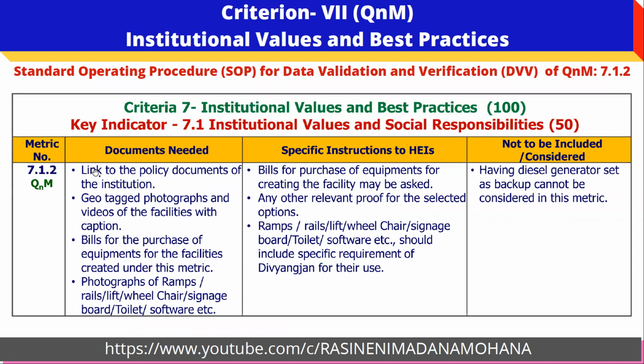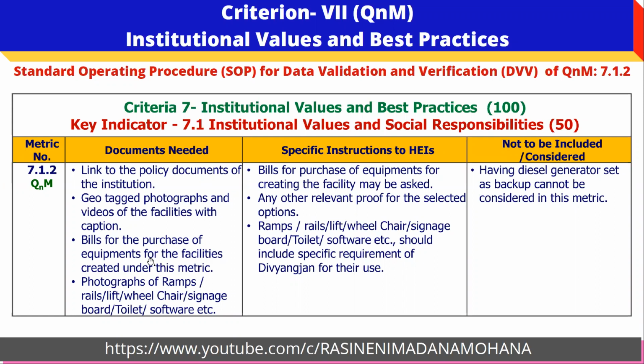What are the documents needed? First, you have to provide a link to the policy documents of the institution. Then for all these initiatives, geotagged photos are required. Geotagged photographs and videos of the facilities with captions. Then bills for the purchase of equipment for the facilities created under this metric.